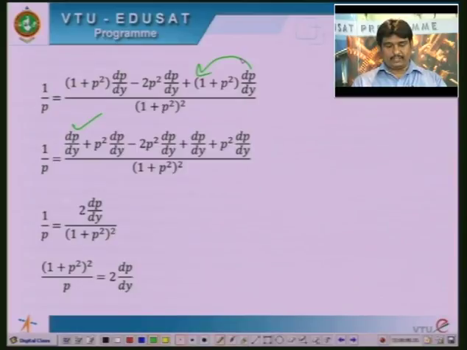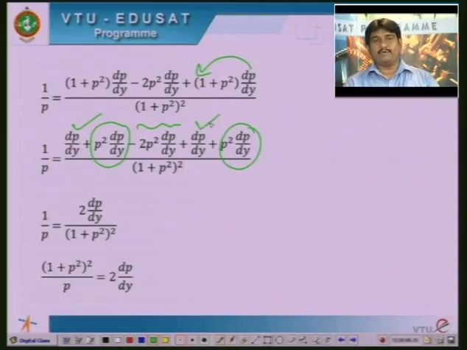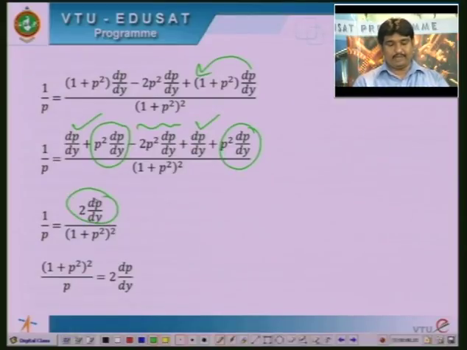Now you simplify this equation. You can see here you have 1 p square dp by dy, another p square dp by dy, which makes it 2p square dp by dy, plus 2p square dp by dy and minus 2p square dp by dy is 0. So you are left with the dp by dy and one more dp by dy. So it is 2 dp by dy. 1 by p equals 2 dp by dy divided by 1 plus p square the whole square. You separate it to get 1 plus p square the whole square divided by p equals 2 into dp by dy.